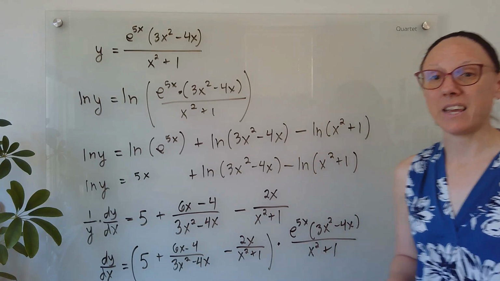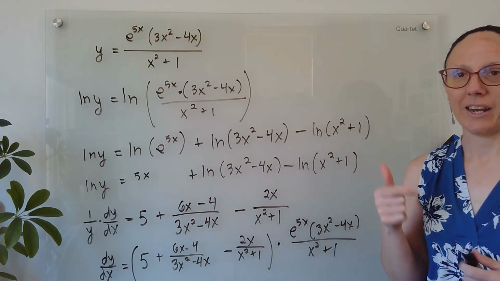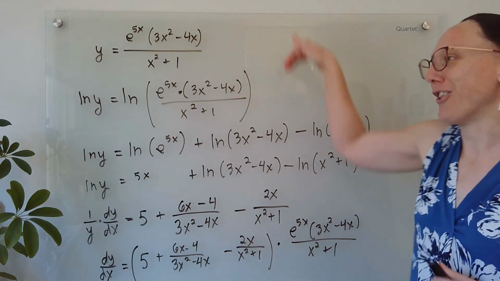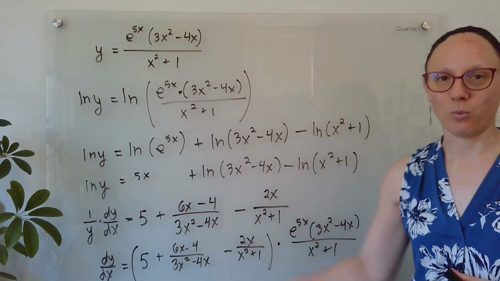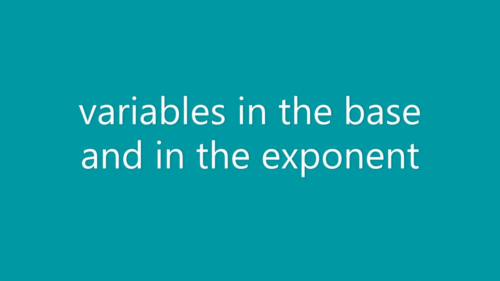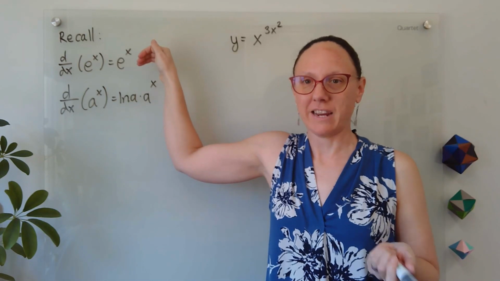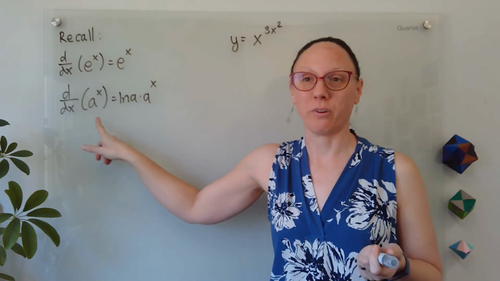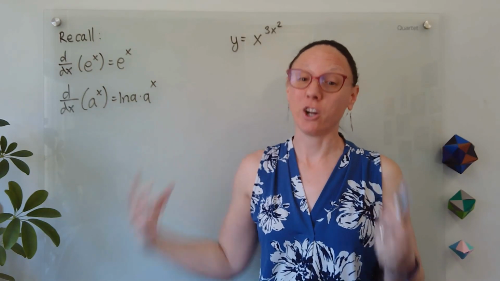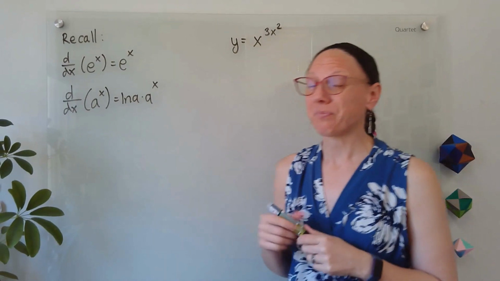Now this technique is called logarithmic differentiation. And if we remember it in that order, first we take the logarithm, and then we're going to do the differentiation. We've talked about how to take the derivative of e to the x, and even how to take the derivative of something that has a different constant as the base for the exponential.